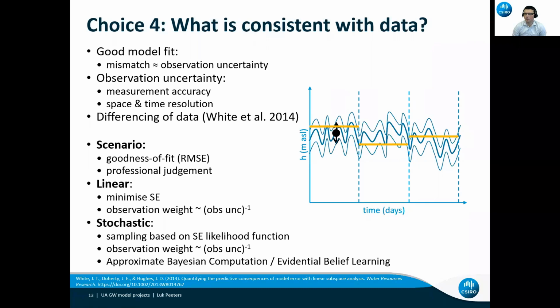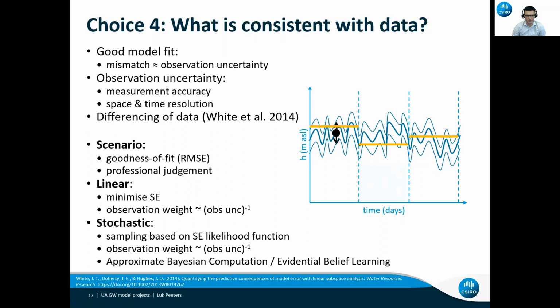So looking at your time series of the model, the water balance, the fluxes, the maps, to see whether they make sense. If you go to a linear uncertainty analysis, it by definition can only take into account something that can be minimized in a squared error sense. So it often is just focusing on the mismatch between the data points, where each data point is weighted based on its observation uncertainty. So it's weighted proportionally to the inverse of it, which means that points with a large uncertainty get a small weight and vice versa.